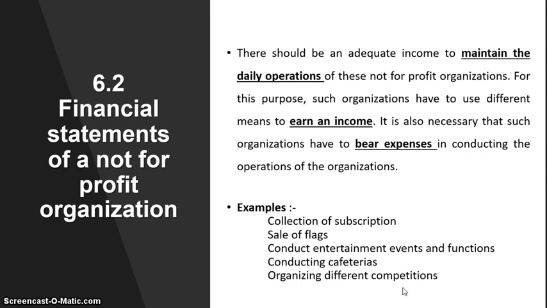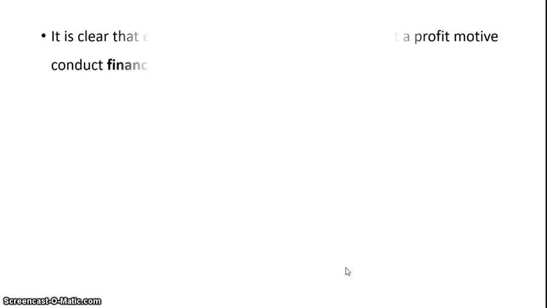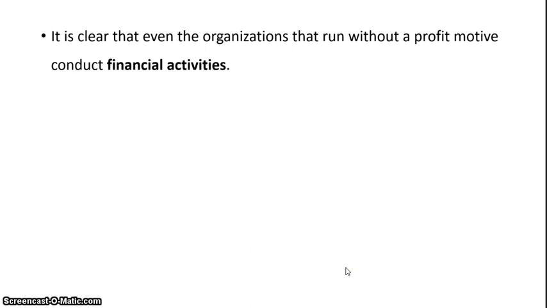At the same time, there is an expense when they are doing this competition, so they are getting an income from various sources. At the same time, they are using those for the betterment of the society, to develop the students. So there are some expenses as well. So you can see both income and expenses here. So it is clear that even the organization that runs without a profit motive conducts financial activity. So whether you have profit motive or not, there are financial activities. You get income, you have to do expenses.